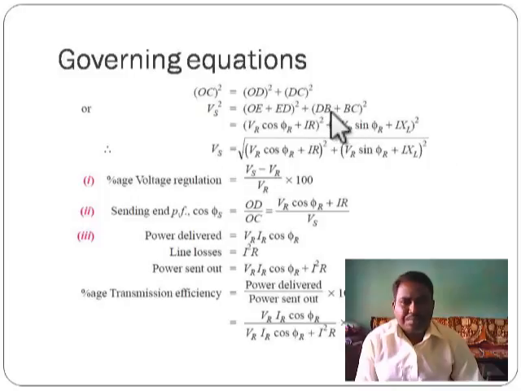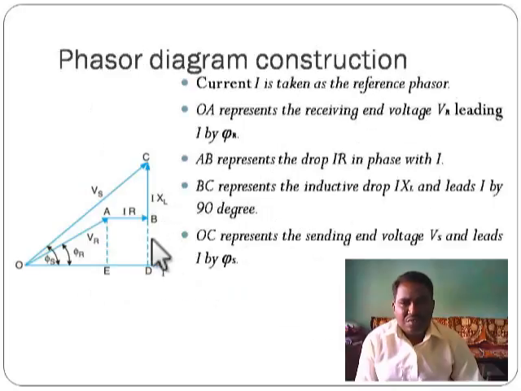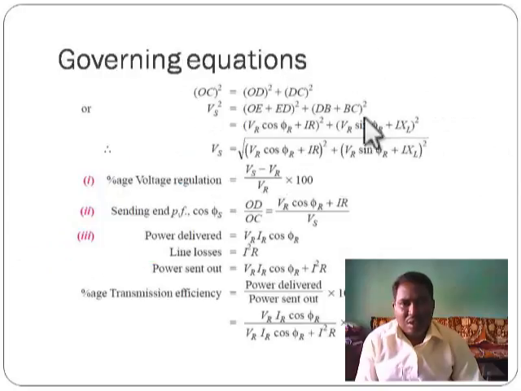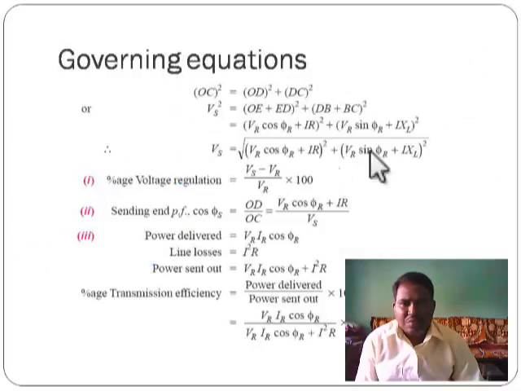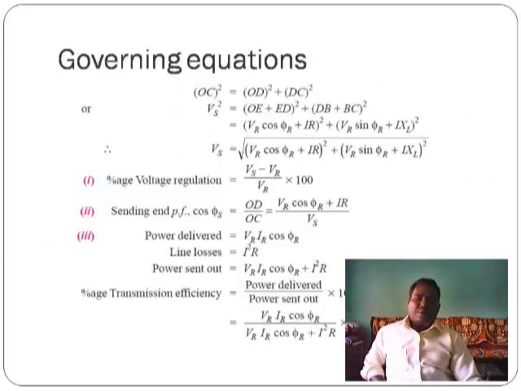Next one is my DB. So DB is located in this place. So DB is here the same receiving and supply here with respect to the sine. So DB is with respect to sine and OE is with respect to cosine. So I am substituted here, that is VR sine phi r, and BC is nothing but drop due to the inductive reactance. This one, I times of XL, BC. So I am substituted here. So at last I may get my VS, which is equal to square root of VR cos phi r plus IR the whole square plus VR sine phi r plus IXL the whole square.